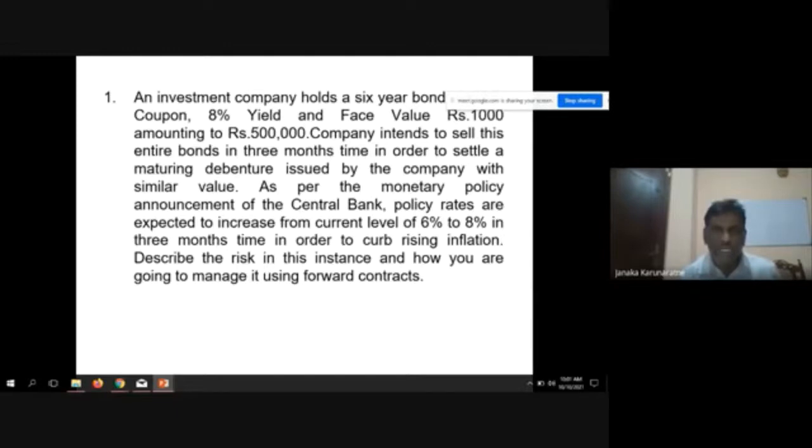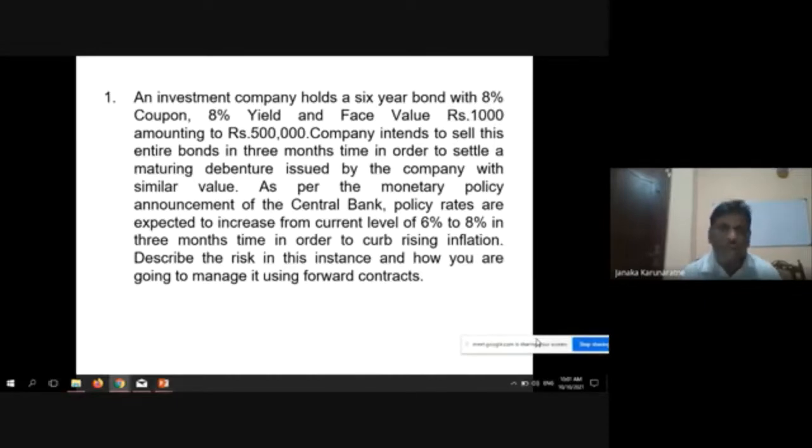Okay, so let's look at an example of how we can use a forward contract. An investment company holds a 6-year bond with an 8% coupon, 8% yield, and a face value of 1,000, amounting to rupees 500,000.